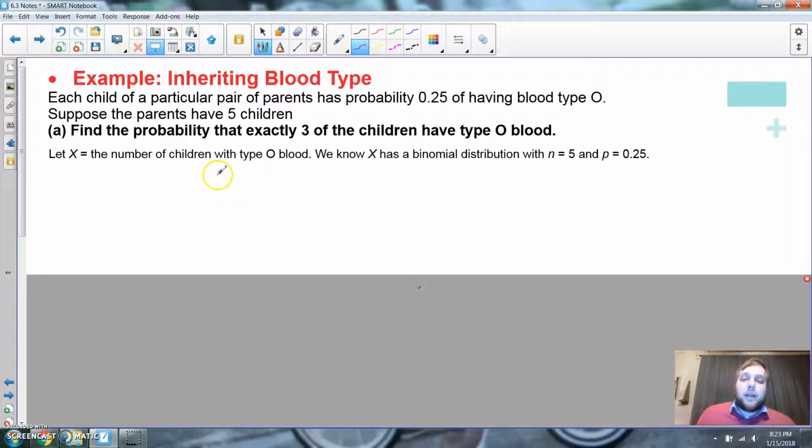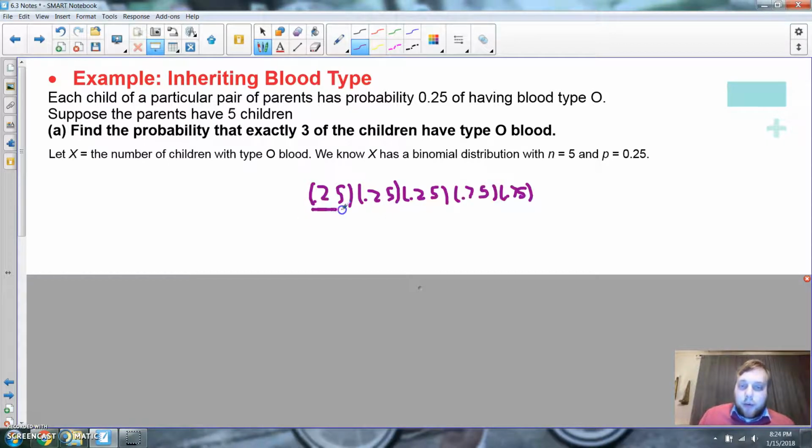Each child of a particular pair, we'll find the probability that exactly 3 of the children have O blood. All right, we're really moving on now. So we want 3 to have O blood, but I'm running out of time, guys. We might have to pick this up next episode. In fact, I'm going to pause it.